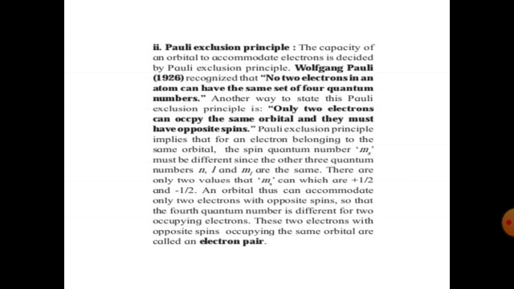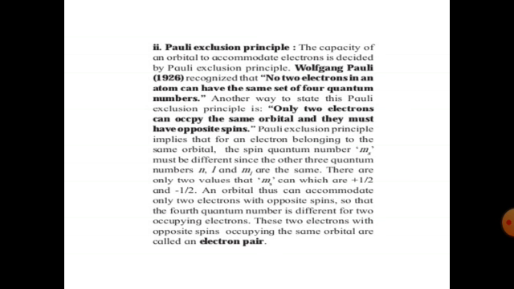Another way to state this principle is: only two electrons can occupy the same orbital and they must have opposite spin. So any orbital can hold only two electrons and those electrons should have opposite spin. One is in a parallel direction and the second is in an anti-parallel direction. One is in an upward position and the second is in a downward position.